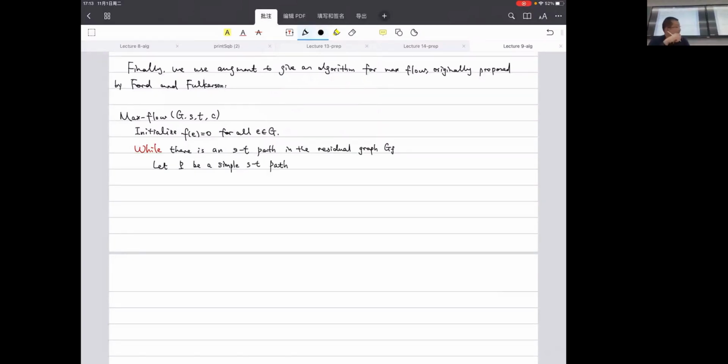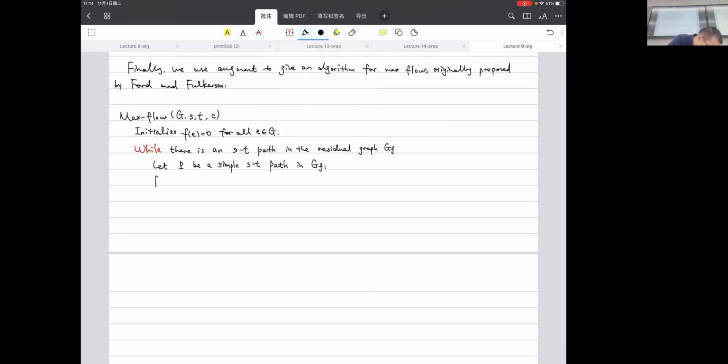If you have an S-T path, you can always make it simple. For instance, maybe your S-T path looks like this, with S and T here. If there are some cycles along this, you just ignore the cycles. As long as you have an S-T path, it is not difficult to find a corresponding simple path. I should mention that this is a simple S-T path in the residual graph.